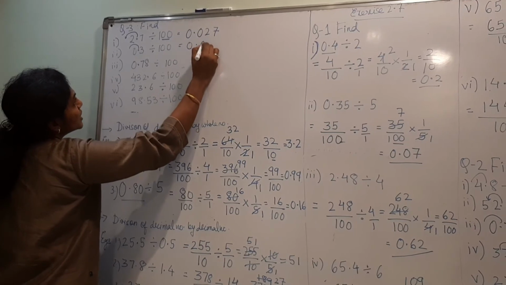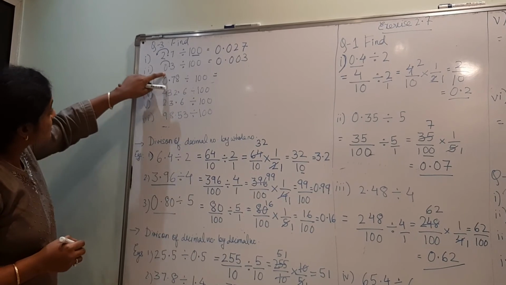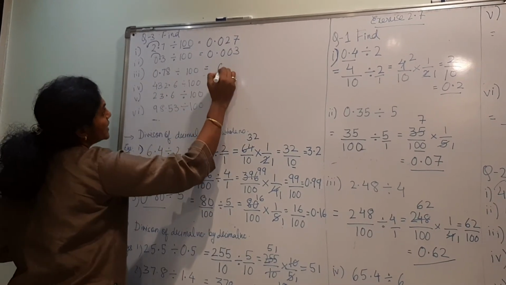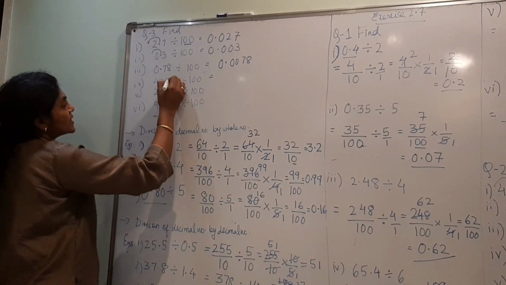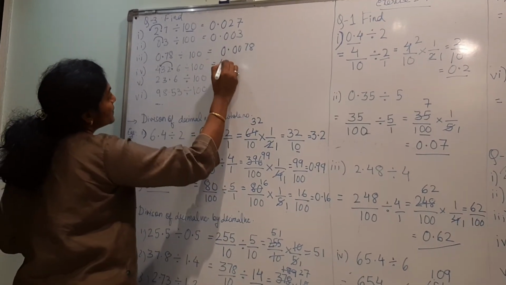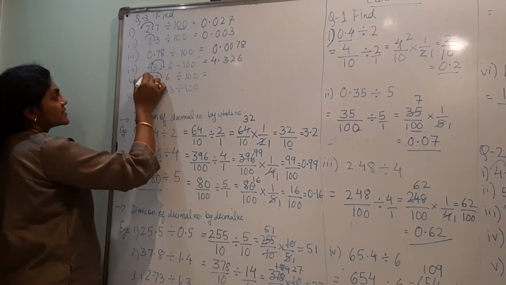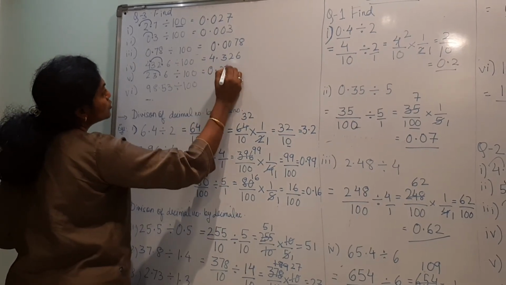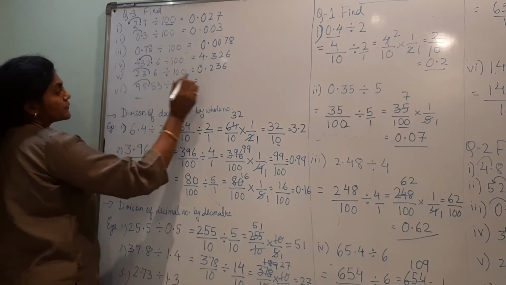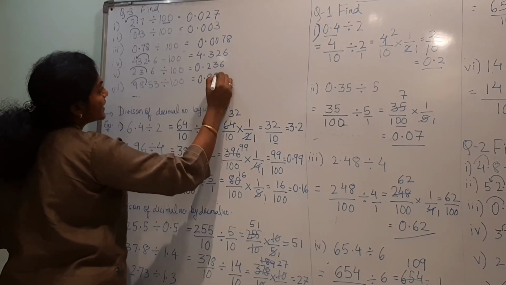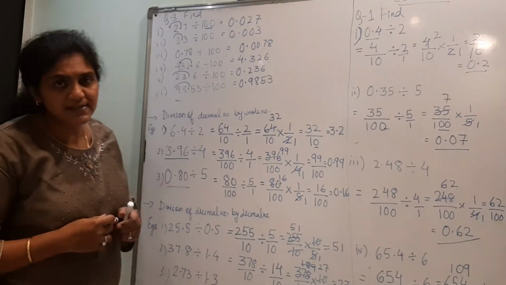So this will be 0.003. 2 zeros shifting towards left by 2 places. So this will be 0.0078. Towards left before here. So this will be 4.326. 2 places here. So 0.236. And again 2 places towards the left. This will be 0.9853. Yes. So question 3 is very simple.